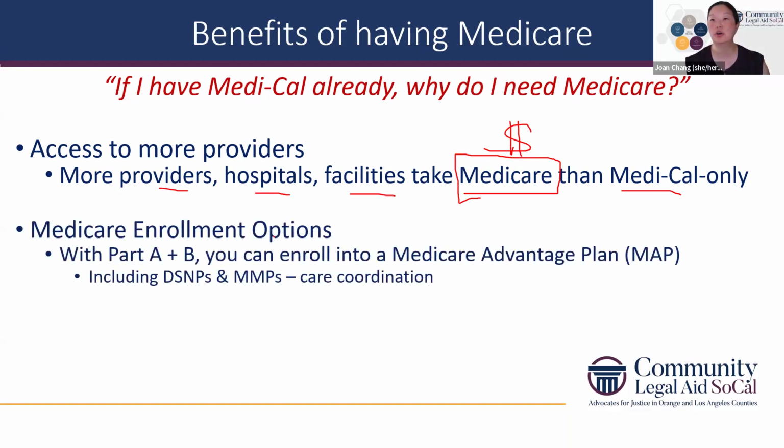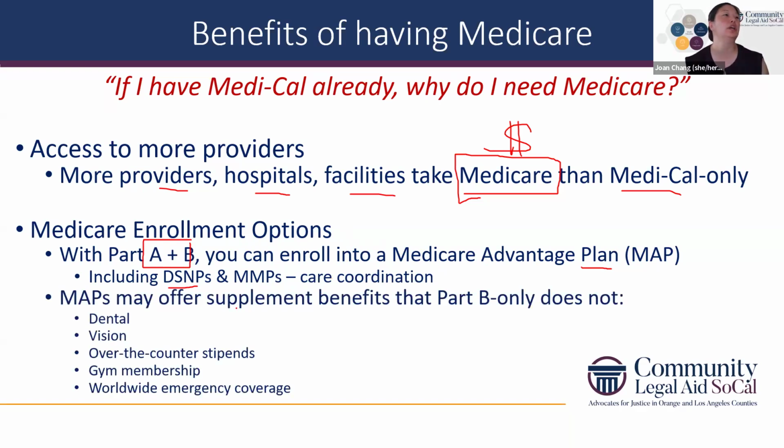Medicare enrollment options are increased. So if you do have Medicare Part A and B, then you could actually enroll into a Medicare Advantage plan if that's what you want. Medicare Advantage plans, a lot of them come with bonus additional benefits. Some of these Medicare Advantage plans include what we call DSNPs or MMPs. They include care coordination, you get assigned a care coordinator who can help you navigate all the specialists you're seeing, because some of my clients are seeing 6, 7, 10, 12 doctors all at one time. And so you could get someone from the Medicare plan to help you coordinate all of that.